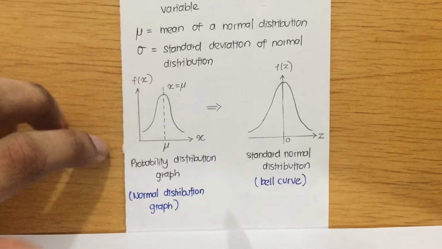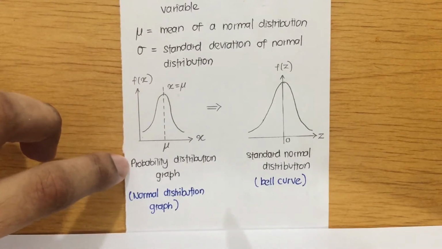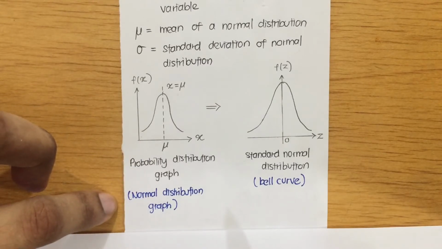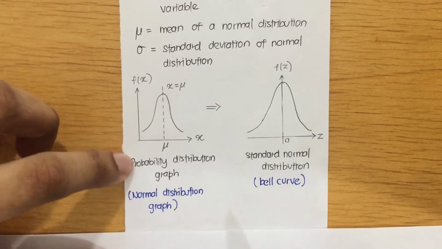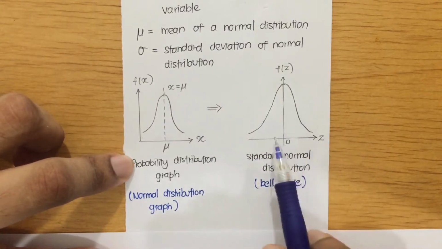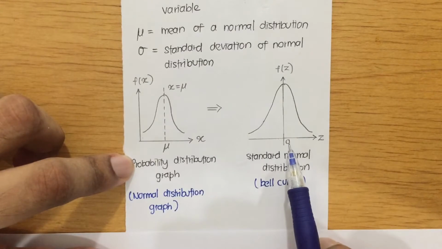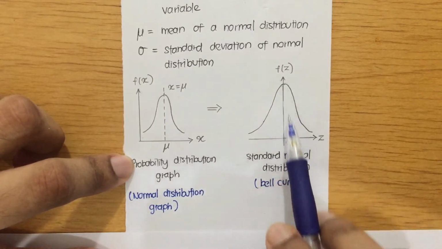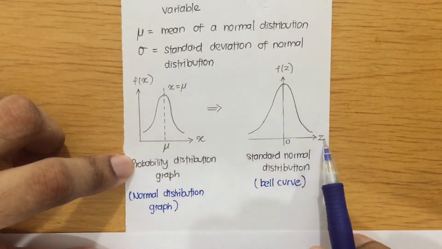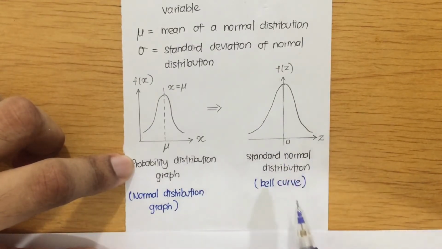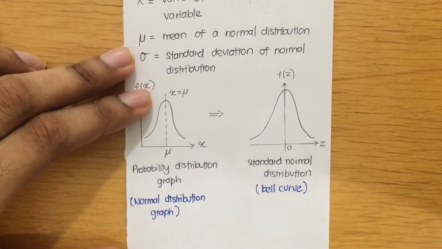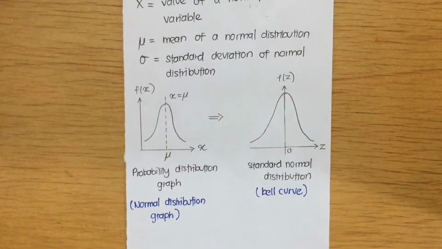As you can see over here, originally this is your bell curve, which is your probability distribution graph, which is the normal distribution graph. From here you convert into a standard normal distribution. So this is the bell curve, where it starts at the 0 over here. This 0 is actually your mean value, and this is your negative region, and this is your positive region of the Z. So this is the explanation for the normal distribution. Let me turn to the next page.